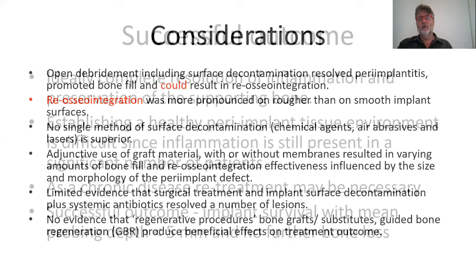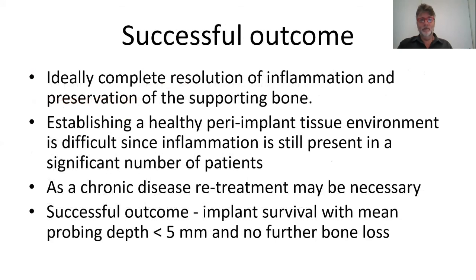So all we can do is a sort of palliative thing, right? So for a successful outcome, all we can look for is ideally complete resolution of the inflammation and preservation of what you've got. You don't want it going further, so get in there early. Establishing a healthy peri-implant tissue environment is difficult, since inflammation will always still be present in a number of patients. You can never 100% get rid of it, but you've probably got more chance the sooner, the earlier you catch it. As a chronic disease, retreatment may be necessary.